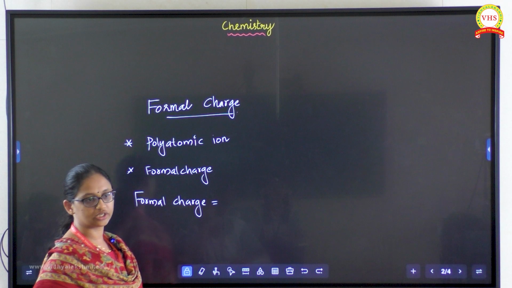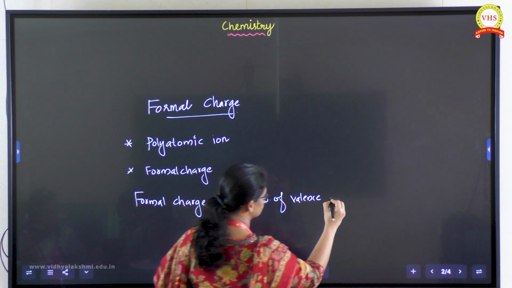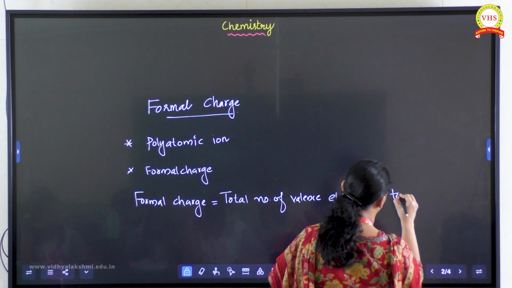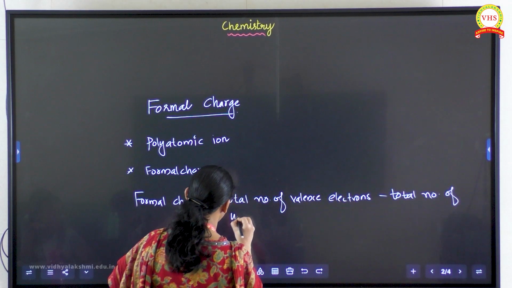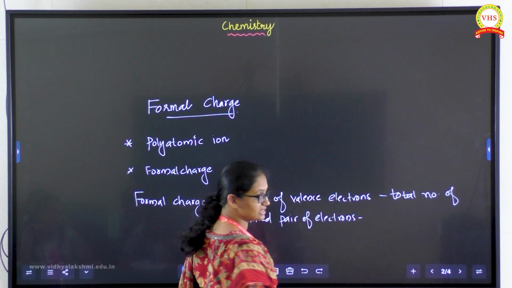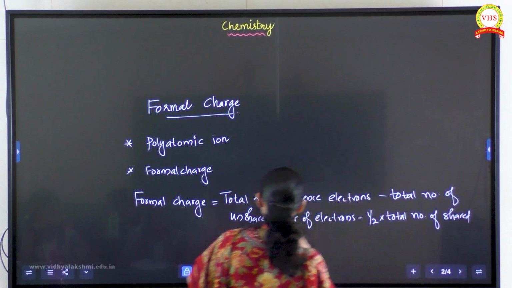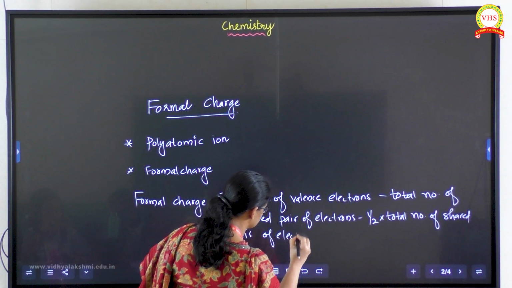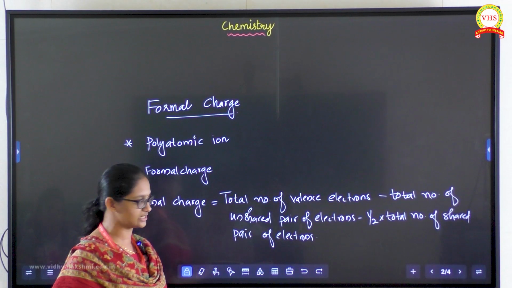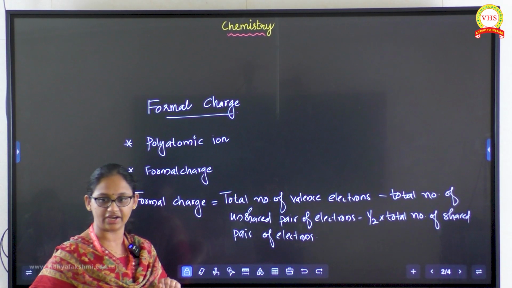Formal charge is equal to the total number of valence electrons, minus the total number of unshared electrons, minus half into the total number of shared electrons. So how to calculate formal charge? Formal charge is equal to total number of valence electrons minus total number of unshared electrons minus half into total number of shared electrons.